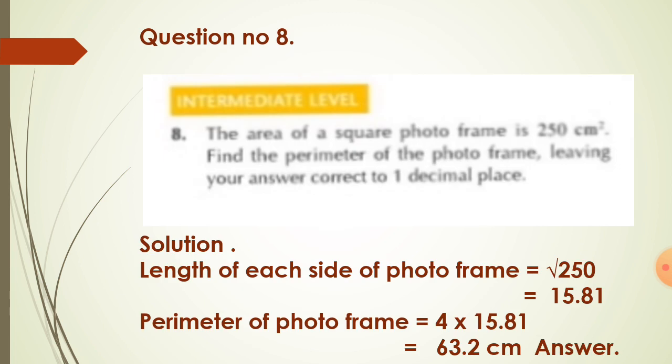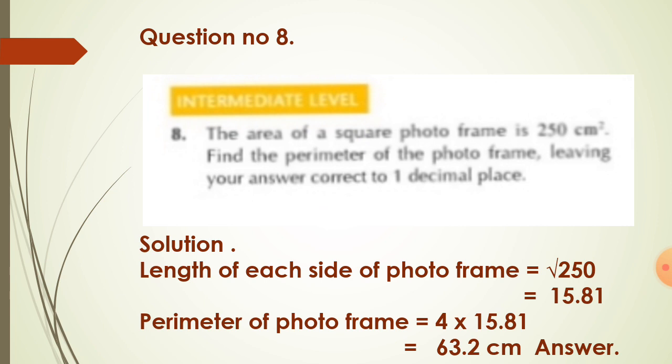Question number 8 is there. The area of a square photo frame is 250 centimeter square. Find the perimeter of the photo frame, leaving your answer correct to one decimal place. It will also be solved like the same question number 7 was.